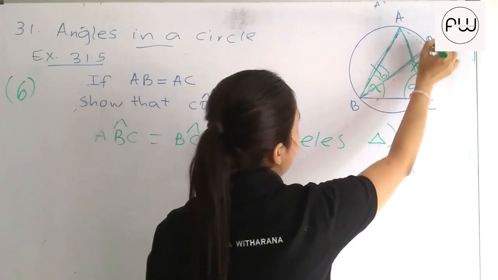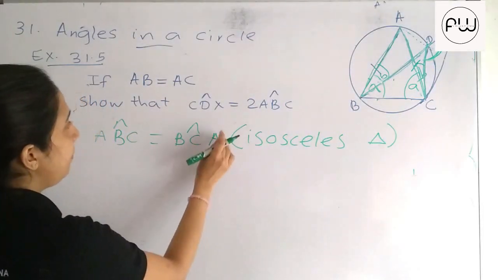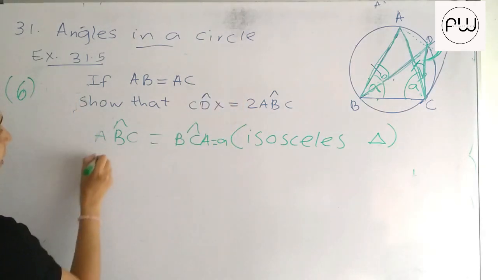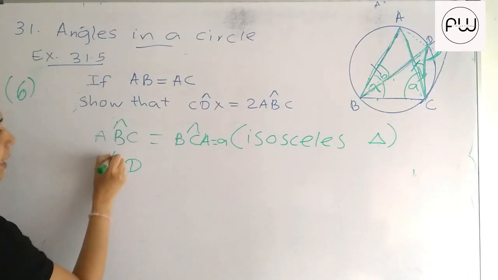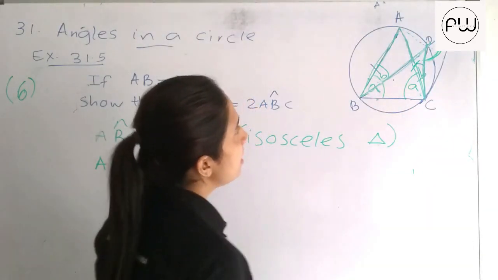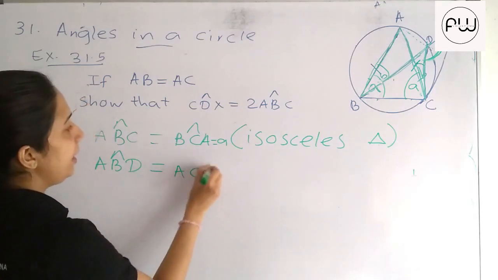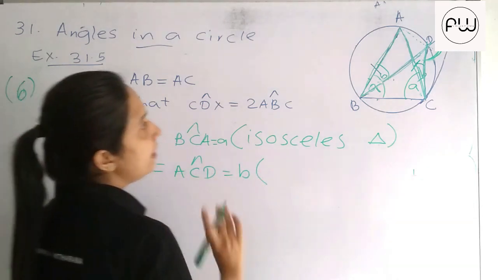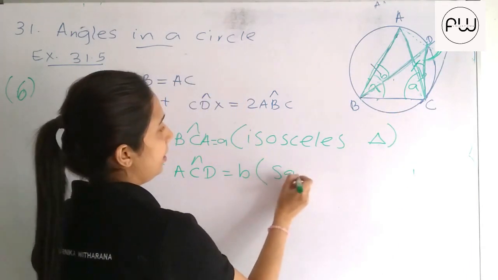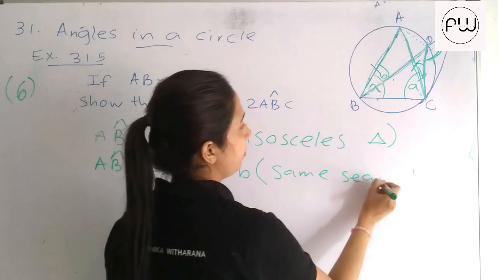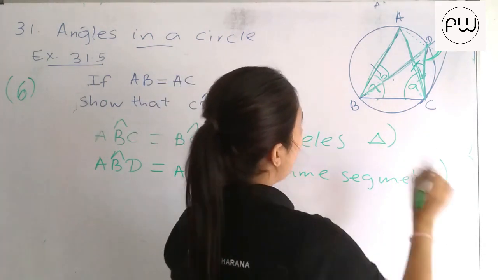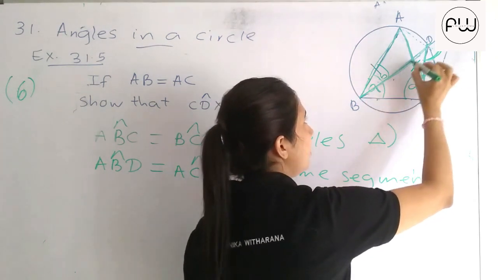Then we can write ABD angle equal to this one, ACD angle. The reason is these two angles are in the same segment. Right? Same segment. Now, I told you to consider this triangle, okay?